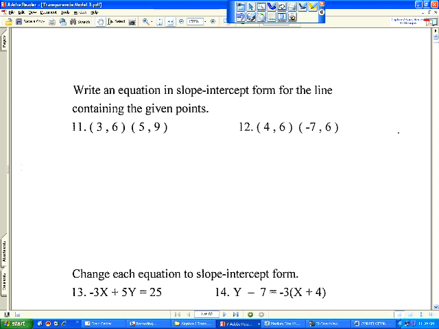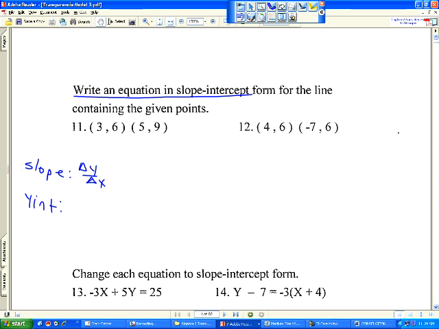What are we trying to find if we're going to write an equation in slope-intercept form? The y-intercept and slope. So we want to find the slope. How do you find the slope? Change in y over change in x.